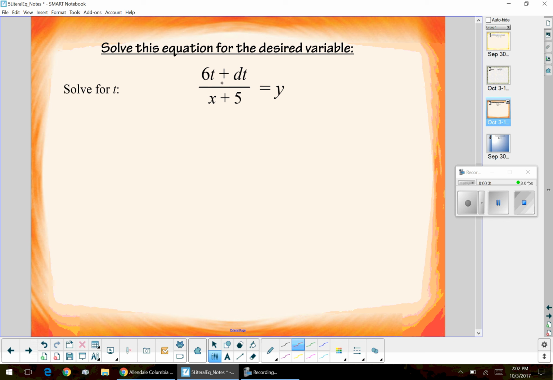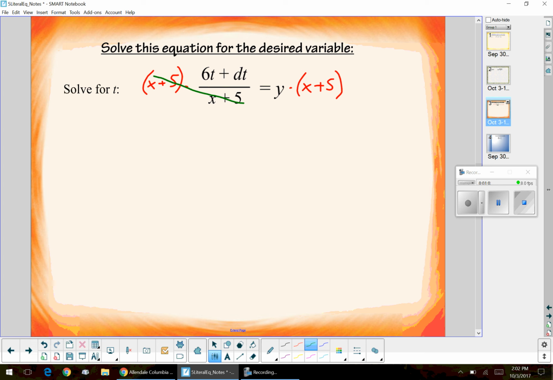I do know that divided by x plus 5 is the last thing occurring. So I'm going to start with solving by getting rid of that x plus 5. Since they divided by x plus 5, we are going to multiply both sides by x plus 5. So I'm going to come over here and do x plus 5. Make sure that both sides get that. My x plus 5s are going to cancel.